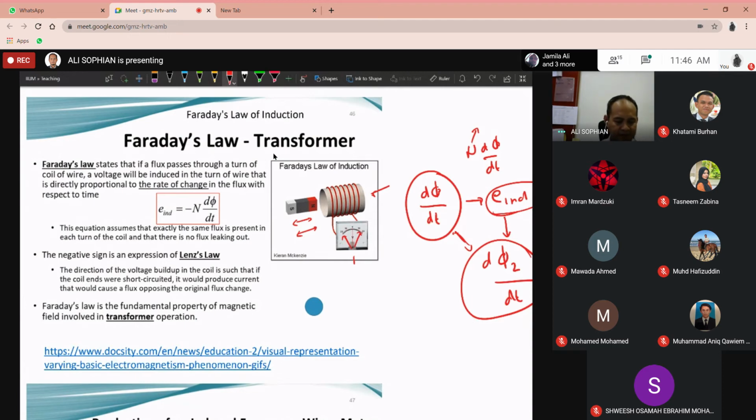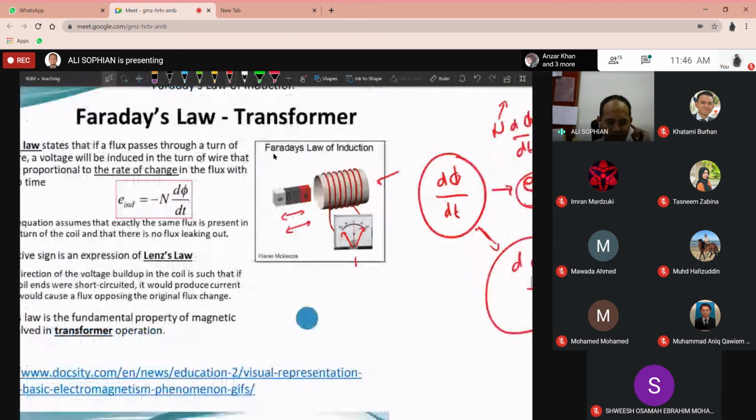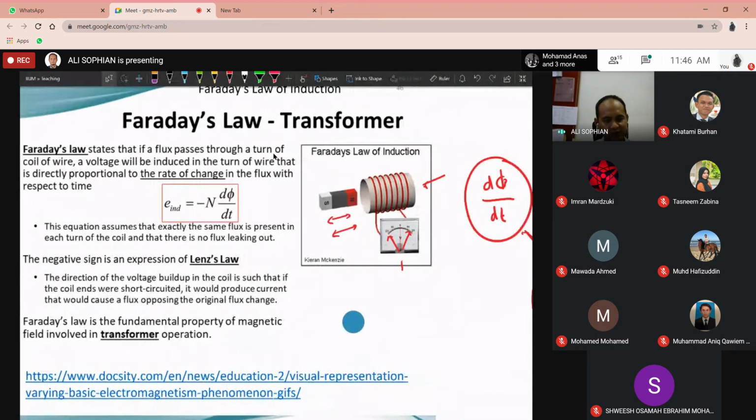Right, so now if you look at the last point here on the slide, Faraday's law is the fundamental property of magnetic field involved in transformer operation. Here specifically we are talking about the secondary winding of the transformer, not the primary winding.